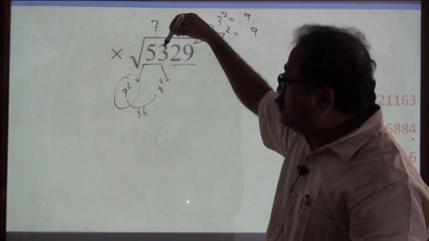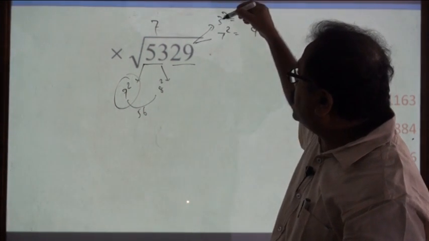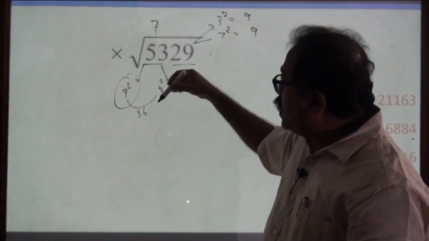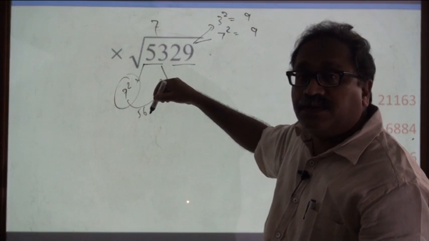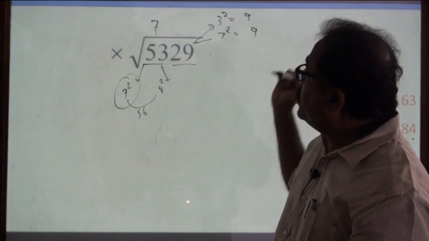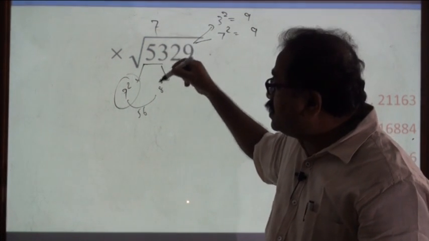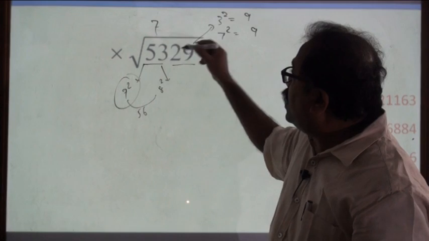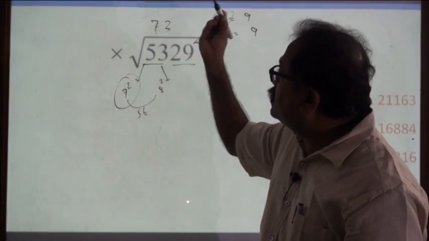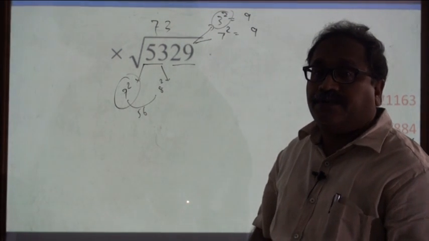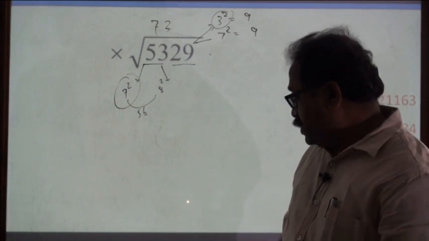And if this number is less than 56, then I will take the smaller number. And if this 53 is greater than this number, then I will take the greater number. So here I can clearly see that 53 is less than 56, so I will take the smaller number. That means here it is 73. Okay, so we can work out the square root of this number.